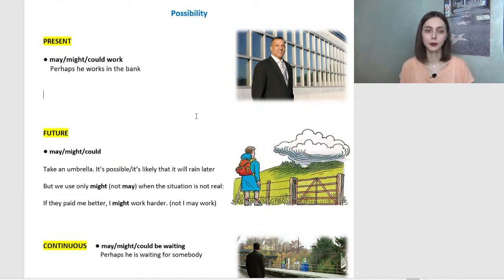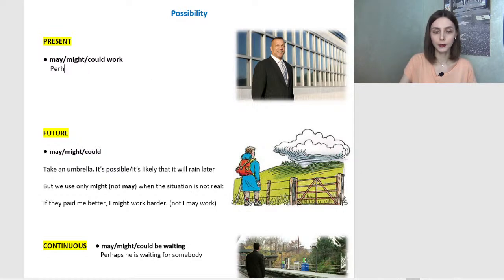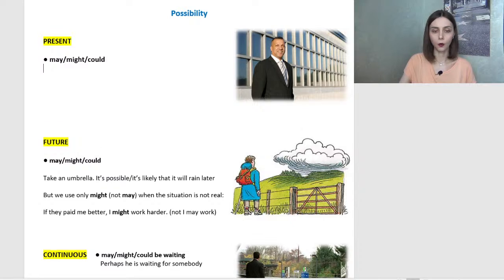So, to express possibility, now we will take a look at the present. If you are talking about the present simple, the present time, instead of saying perhaps he works in the bank, you could use the modal verbs may, might, or could, and then work. So instead of perhaps he works in the bank, I'll remove this and try to make a sentence. What, guys, do you think you can say? Let me know in the chat box if you know the answer.